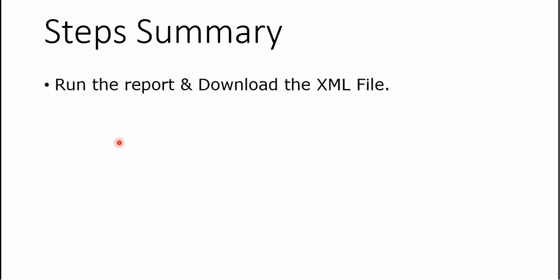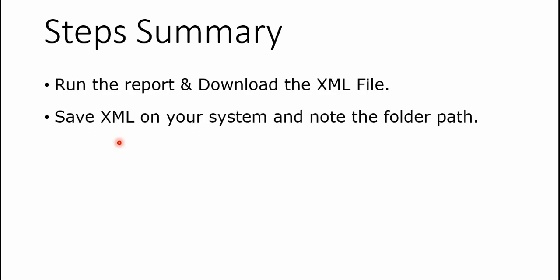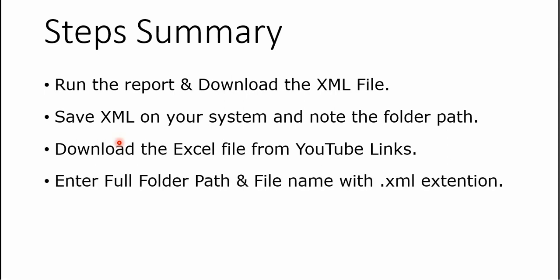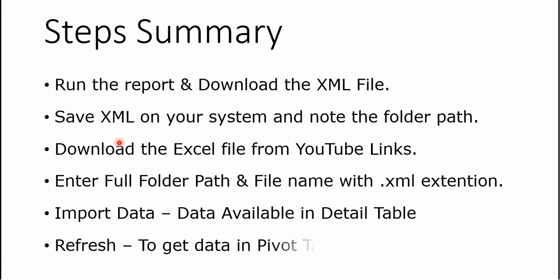Let's summarize the steps. Run the report and download the XML file, save it on your system and note down the folder path. Download the Excel from the YouTube links, enter the folder path and file name, import data and refresh to get the data in the pivot table.